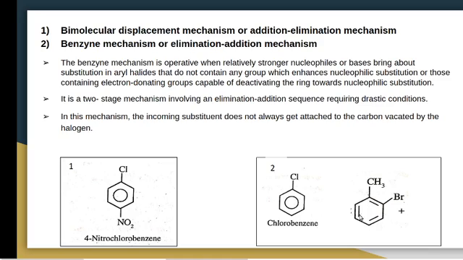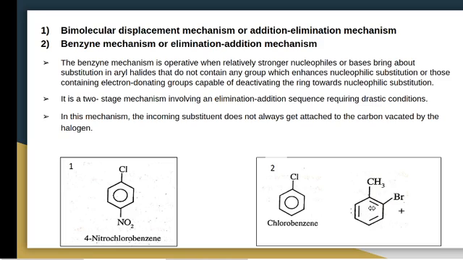In this case, if there is an electron donating group, it will release electrons to the ring. So there will be electron richness in the ring. So an incoming nucleophile with a negative charge will have a reluctance towards the nucleophilic substitution reaction. That means here there is electron richness, and the incoming nucleophile also has electron richness, since it has a negative charge.